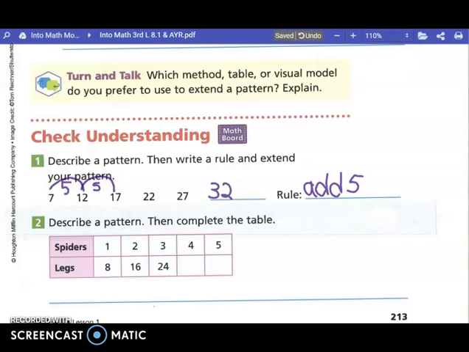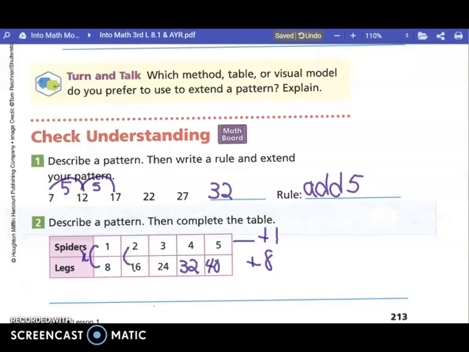Then they put it in the table form. Now you can look at your table in 2 different ways. You can say, well, I added 1 spider this time up here in this row. This is a +1 pattern. And I added 8 legs every time. So this is a +8. Or you can look at it like this. 1 times 8 equals 8. 2 times 8 equals 16. 3 times 8 equals 24. 4 times 8 equals 32, and 5 times 8 equals 40.